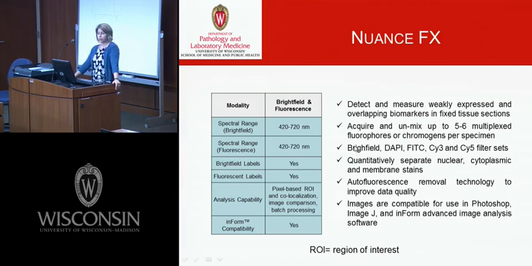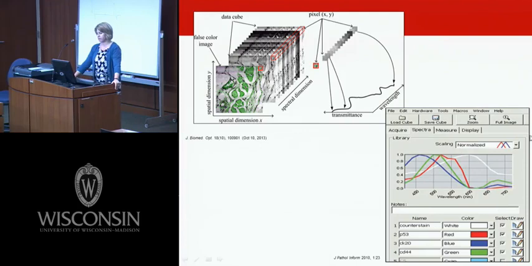The filter sets that we currently have available through the TRIP laboratory are Bright Field, DAPI, FITC, Cy3 or TRITC, and Cy5. And the software also provides for autofluorescence removal, which can be an issue for those investigators that are using fluorophores. And so images can also be used in Photoshop, programs like ImageJ and inForm.